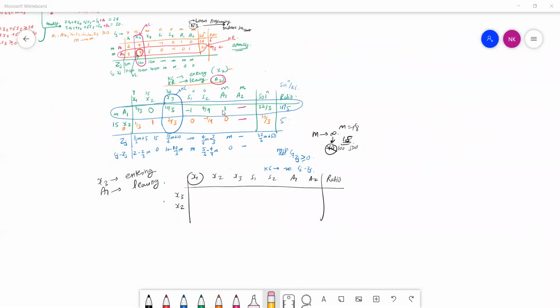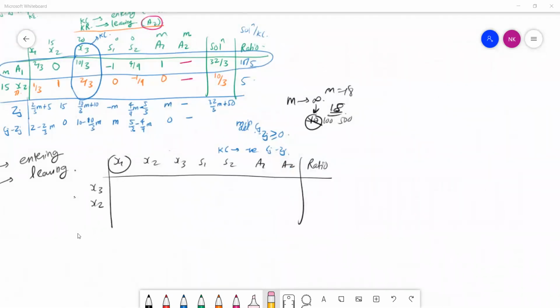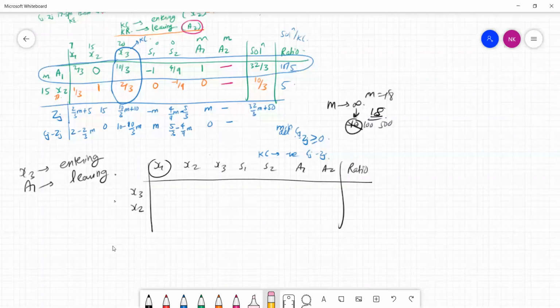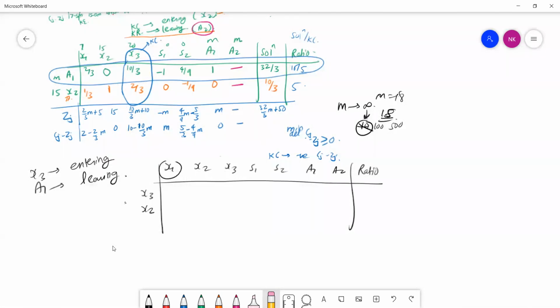Okay, so this was the place where we were in our previous session. We have introduced the new variable, x3, in our calculation. This variable is the entering variable because x3 belongs to the key column. Now A1 is termed as the leaving variable because it falls in the key row. So let's calculate the rows in our new table.